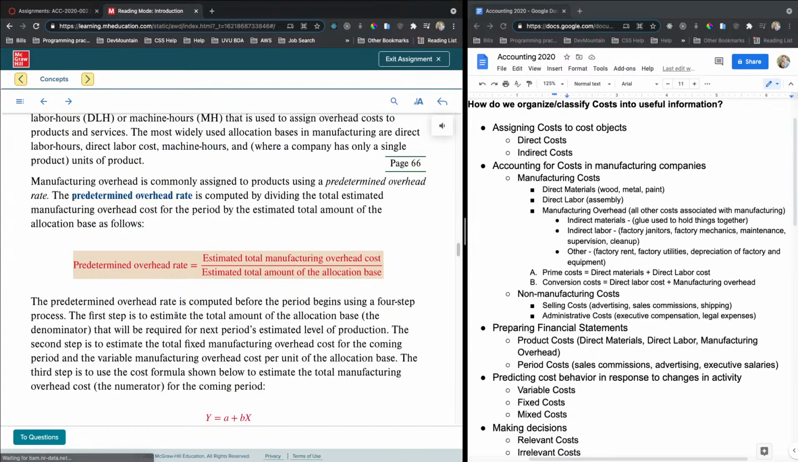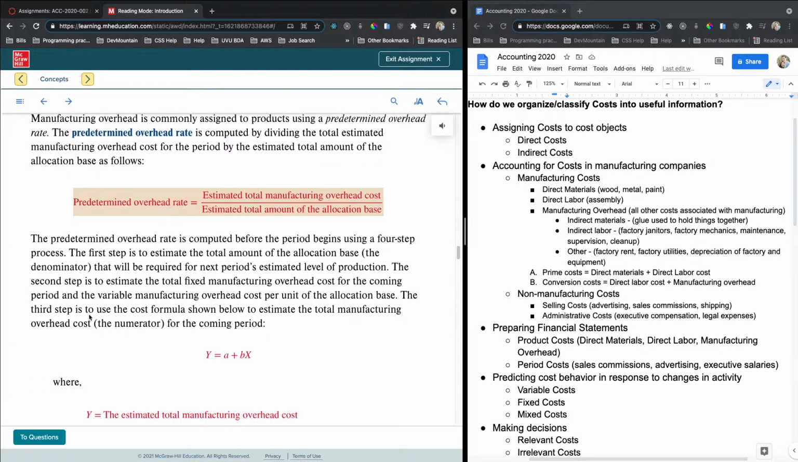Okay, the predetermined overhead rate is computed before the period begins using a 4-step process. The first step is to estimate the total amount of the allocation base, the denominator, that will be required for the next period's estimated level of production. The second step is to estimate the total fixed manufacturing overhead cost for the coming period and the variable manufacturing overhead cost per unit of the allocation base. The third step is to use the cost formula shown below to estimate the total manufacturing overhead cost, the numerator, for the coming period. Y equals A plus BX.